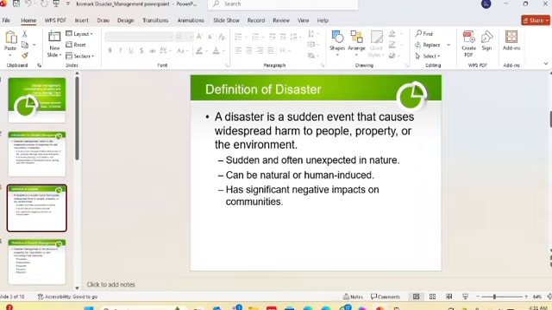So we have the definition of disaster. It is a sudden event that causes widespread harm to people, property, or the environment. For example, sudden and often unexpected in nature. And disaster can be categorized into two: natural disaster and human disaster, which is also man-made. It signifies a negative impact on community.